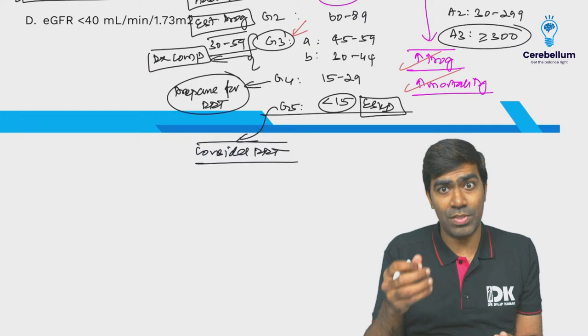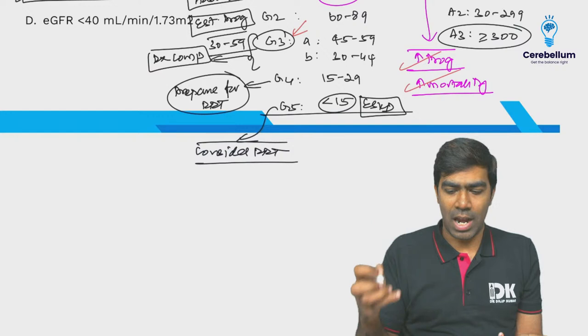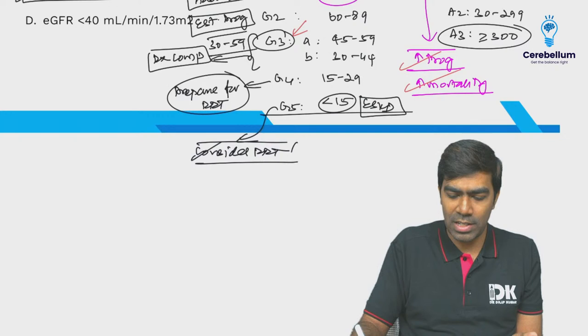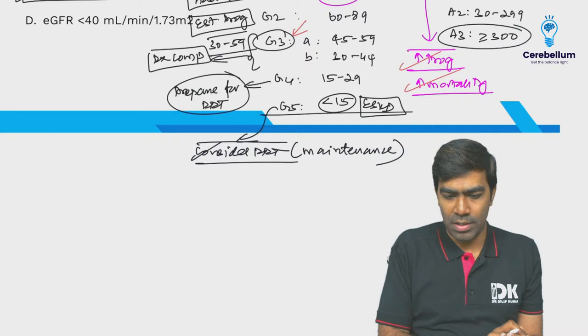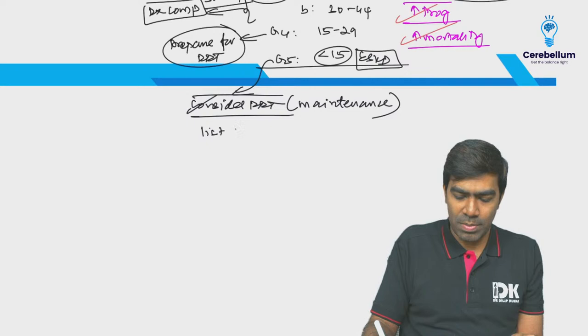So you have to address this on a case-to-case basis. If you think the patient will benefit from RRT, you can start renal replacement therapy. This is the maintenance RRT we are talking about, maintenance renal replacement therapy. So consider renal replacement therapy and list for transplantation if you think the patient will be eligible, if the patient is entering end-stage kidney.